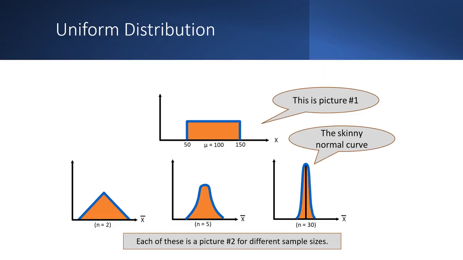In a uniform distribution, we see that this population shape is flat. It would not describe heights, but maybe it describes other populations. But once again, as my sample size gets larger, it begins to approximate the tall, skinny curve of picture number 2.